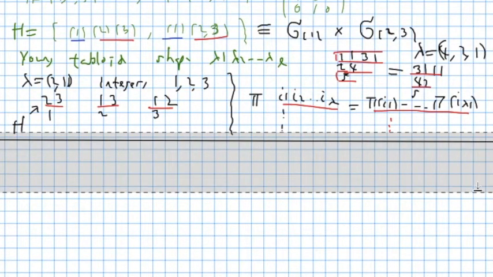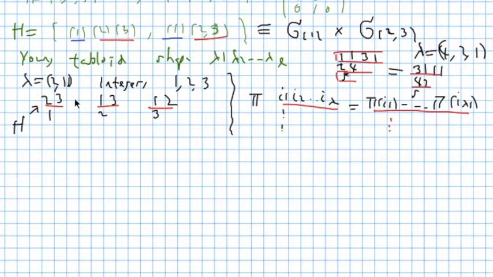Okay, so for example, if I have this tabloid here, and I act by the transposition (1 2), well, 2 is going to go to 1, 3 is going to stay fixed, and 1 is going to go to 2. Okay, and this outcome here looks like the coset (1 2)H.